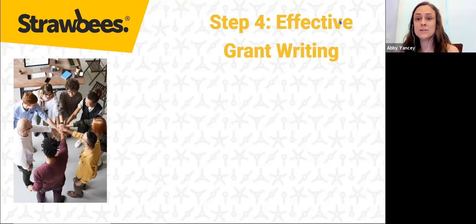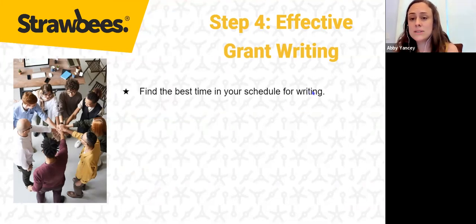And so now we're going to get to the writing part of this workshop, effective grant writing. The first thing you want to do after you've reflected and you've identified the grants is pick the best time in your schedule for writing. Maybe you're a night owl like Sam or somewhat of an early morning person like me, but find the best time in your schedule that will work for you to write and hold yourself accountable to writing.